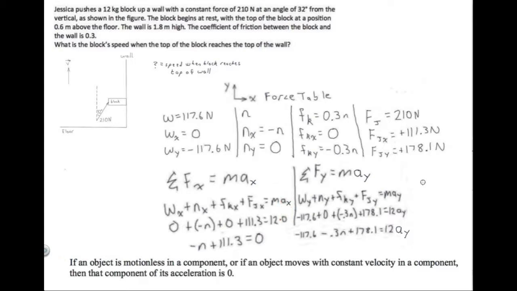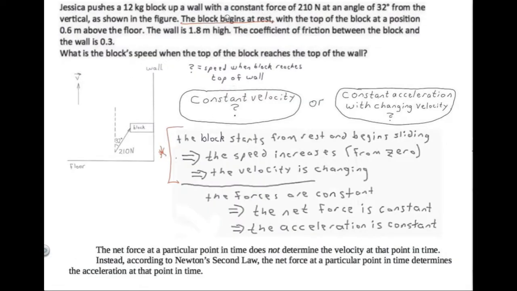Now let's shift gears and set up the kinematics framework for this problem. The problem tells us that the box begins from rest and then begins moving. That means that the block's speed increases. And since the speed is changing, we know that the velocity is changing. So we know that we will not apply constant velocity for this problem.